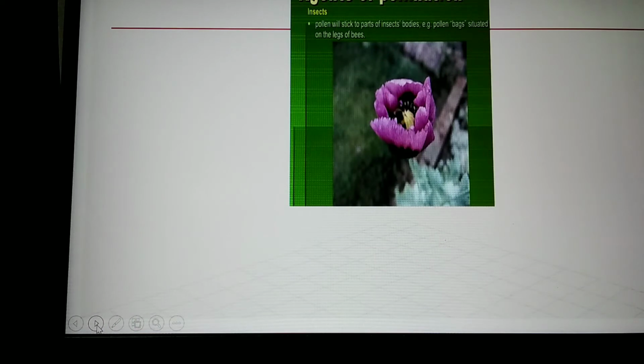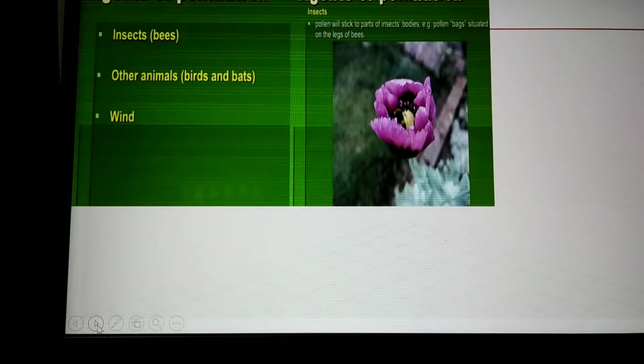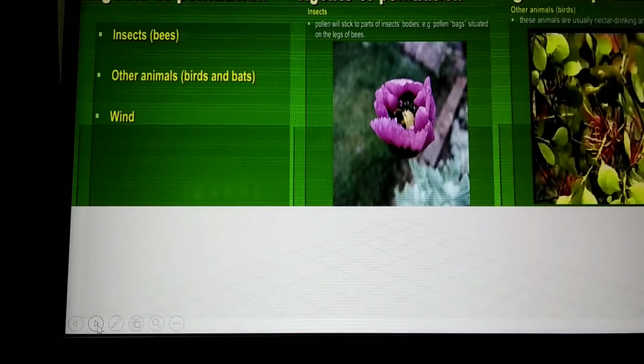Now, agents of pollination. Pollen will stick to parts of the insect's body, for example, pollen bags situated on the legs of the bees. So, insect pollination: insect is one of the agents. Next, these are the other agents, other animals like birds and bats. Wind is an abiotic agent, whereas insects and other animals are biotic agents of pollination.